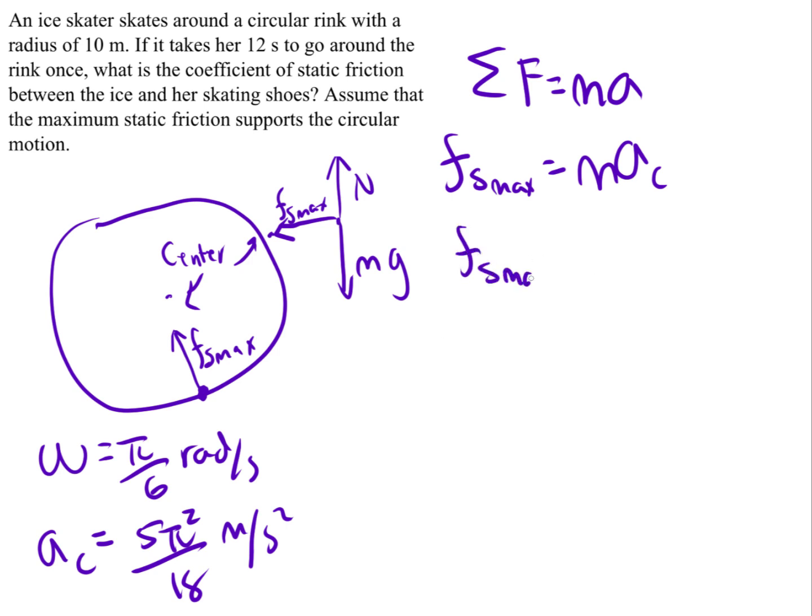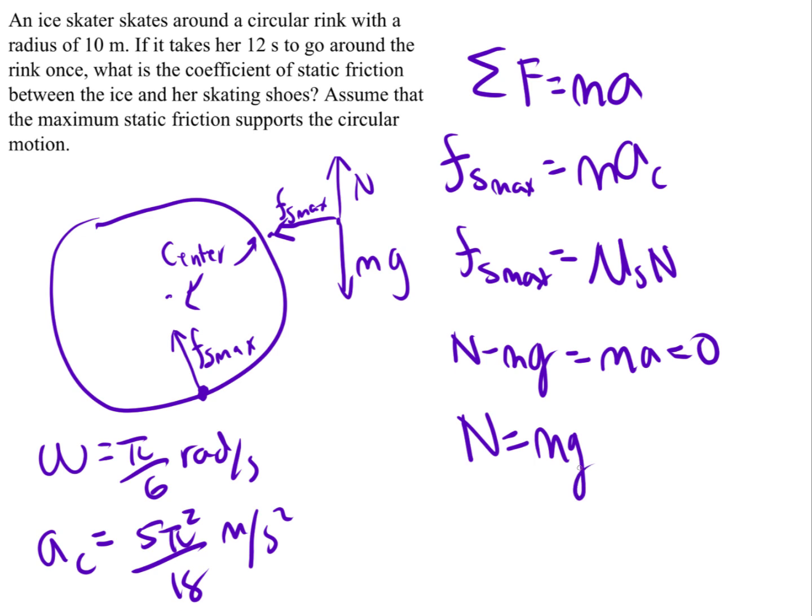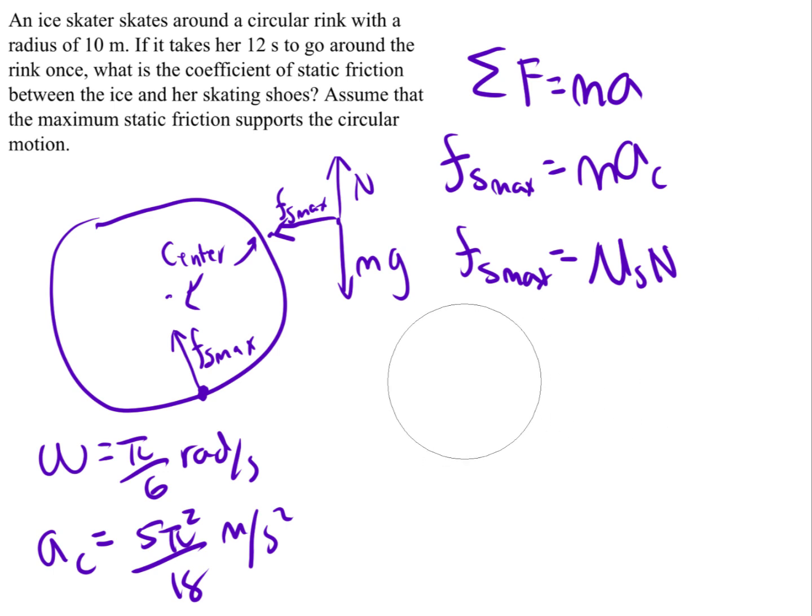So the maximum force of static friction is equal to the coefficient of static friction times the normal force, where the normal force minus the force of gravity is equal to the mass times acceleration in the vertical direction, which is simply 0, since the ice skater is not falling through the floor or being pushed up. So the normal force is simply mg, or the weight of the skater. So the maximum force of static friction is the coefficient of static friction times mg.